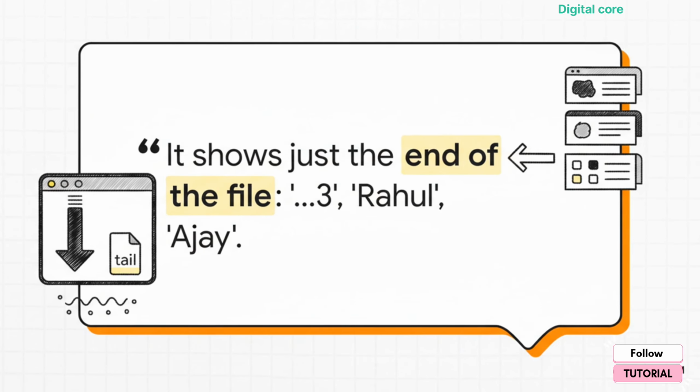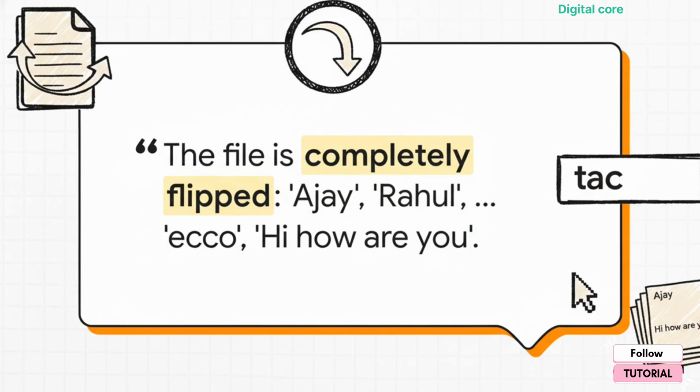And of course, if we do the opposite with tail, we get just the very end of the file. See that? The number 3 and the names Rahul and Ajay. This is exactly what you'd want if this was a log file and you just needed to see the last few things that happened. And for the last little trick here, let's use tac.